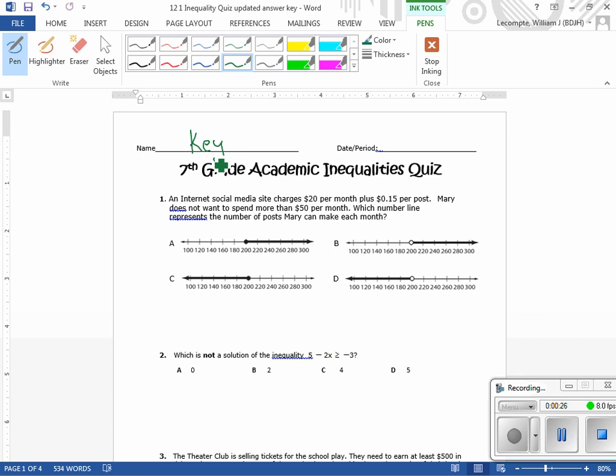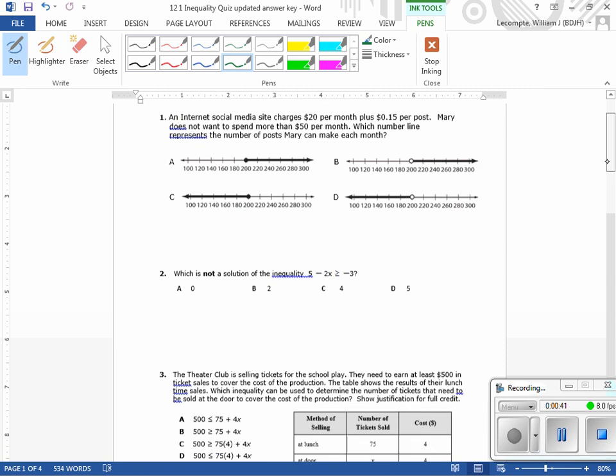The key thing for all my quizzes and tests is to show your work. Now I will explain what I mean by show your work as I go through the quiz.